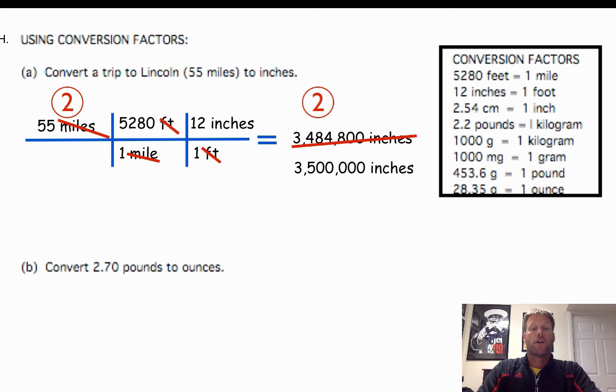Now it's your turn. Pause the video and try to convert 2.70 pounds to ounces. Try using dimensional analysis and don't forget to round to the appropriate number of sig figs. When you think you've got it, press play and check your work.